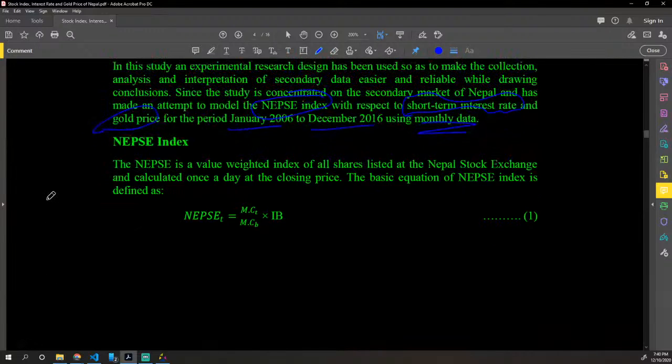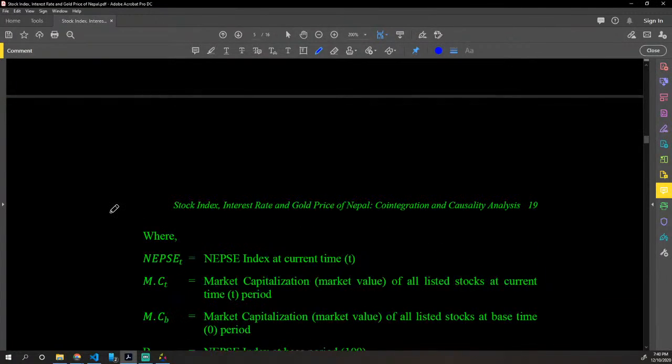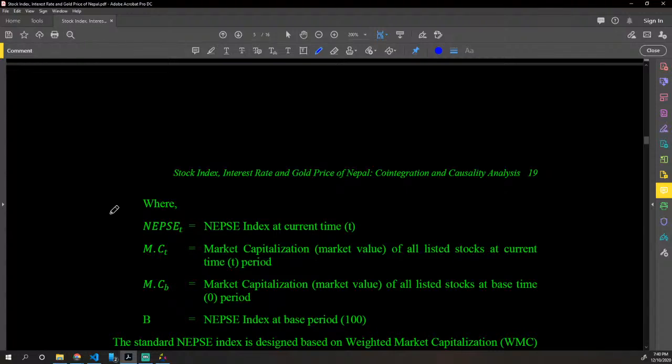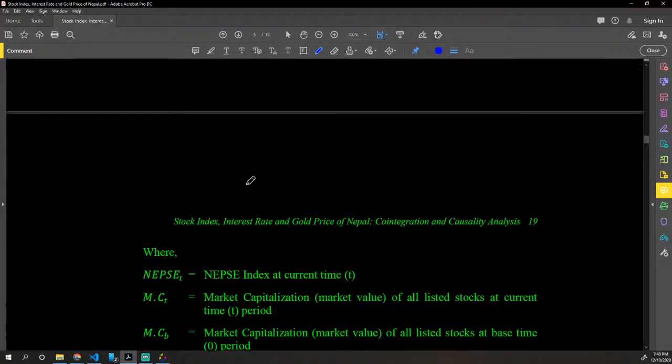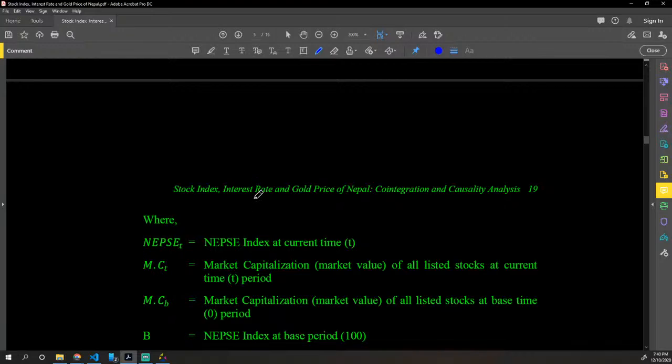NEPSE is a value-weighted index of all shares listed, calculated once a day at the closing price. The basic equation of the NEPSE index is defined as NEPSE_T equals MC_T divided by MC_B, multiplied by 100. NEPSE_T is the NEPSE index at the current time. MC_T is the market capitalization of all listed stocks at the current period, divided by the base, and then that is multiplied by 100.